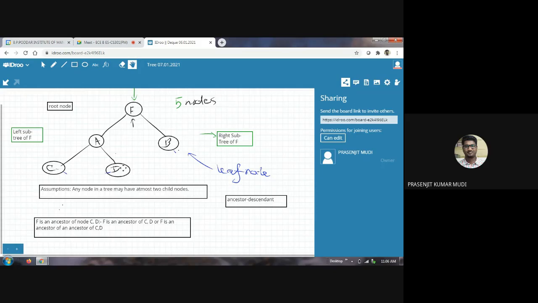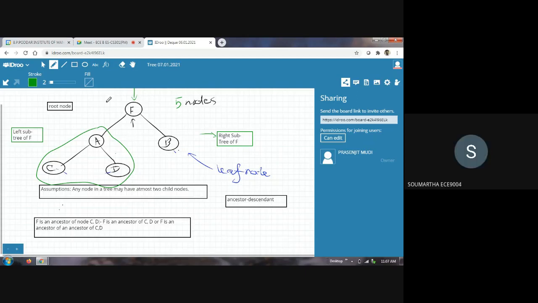I want to mean that F is a father of C and D, or one node which is the father of C and D. Here, F is not a father of D or of C. A is the father of C and D, so we call A the ancestor of C and D. With respect to C and D, A is behaving like a root. If we consider only this subtree, then A is behaving like a root, and C and D are its two children. So A is a root of C and D, and F is the root of that root, A. That's why we can call F an ancestor of C and D.